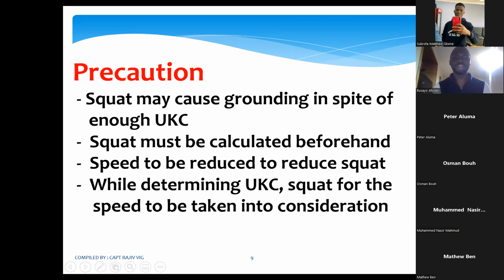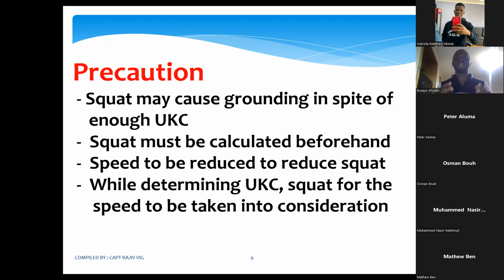Yeah, very important. Thanks. The squat may cause grounding in spite of enough UKC. So yeah, like I was telling someone in the class, you might say, oh, there's enough UKC, and you might be checking your echo sounder, but actually it's more of telling you where exactly you are. So lack of proper passage planning might result in grounding, even though you have enough UKC. So please, let's not take this thing lightly.